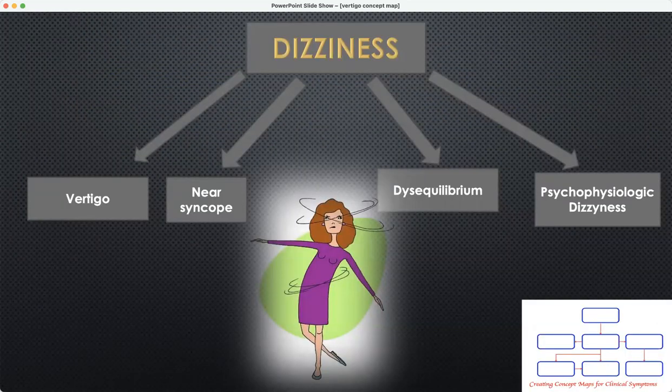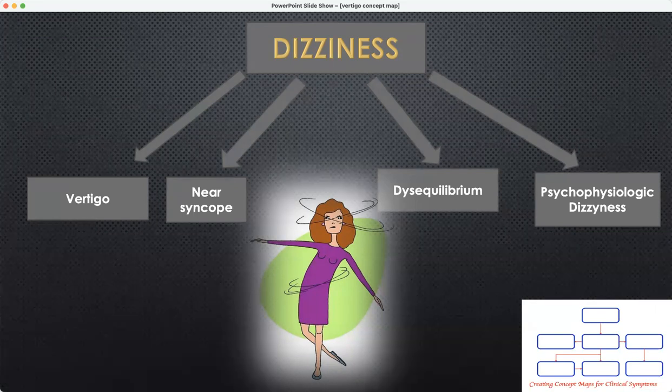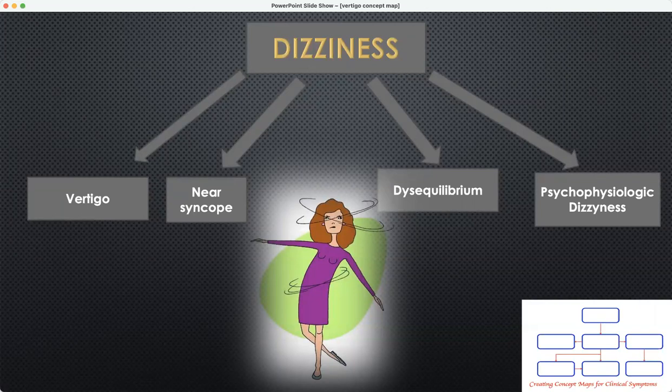Dizziness is a common complaint in patients, and evaluating a dizzy patient is challenging. Two studies performed approximately 30 years apart have confirmed that there are 4 general subtypes of dizziness: vertigo, near syncope, disequilibrium, and psychophysiologic dizziness.